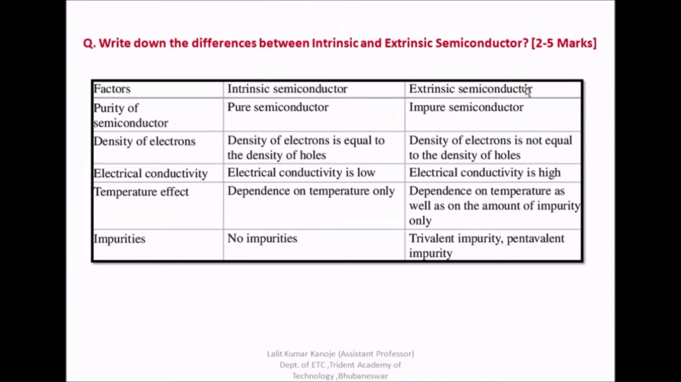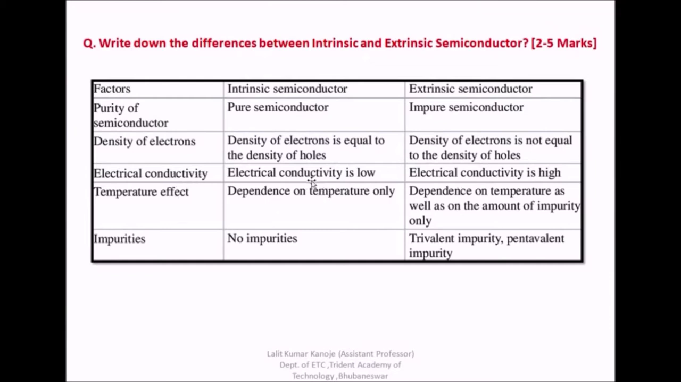Intrinsic semiconductor and extrinsic semiconductor: based on the purity of the semiconductor, intrinsic is called a pure semiconductor, and extrinsic is called an impure semiconductor. Based on density of electrons, in intrinsic the density of electrons is equal to the density of holes. In extrinsic, the density of electrons is not equal to the density of holes. This is a very important point: in intrinsic semiconductor, electron and hole have equal amounts, whereas in extrinsic semiconductor they are unequal.